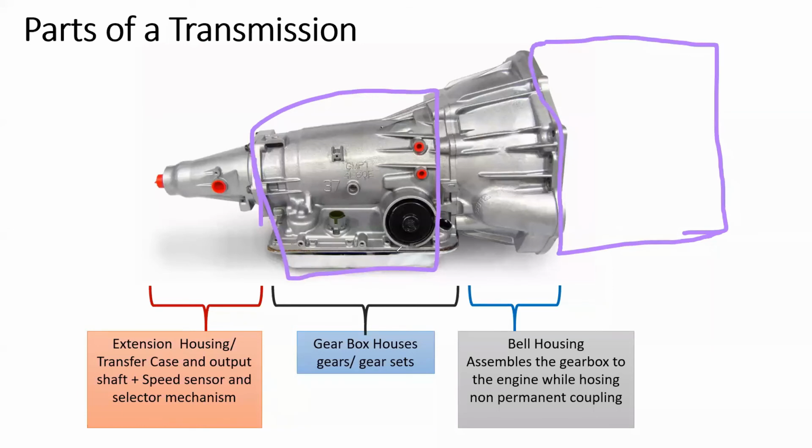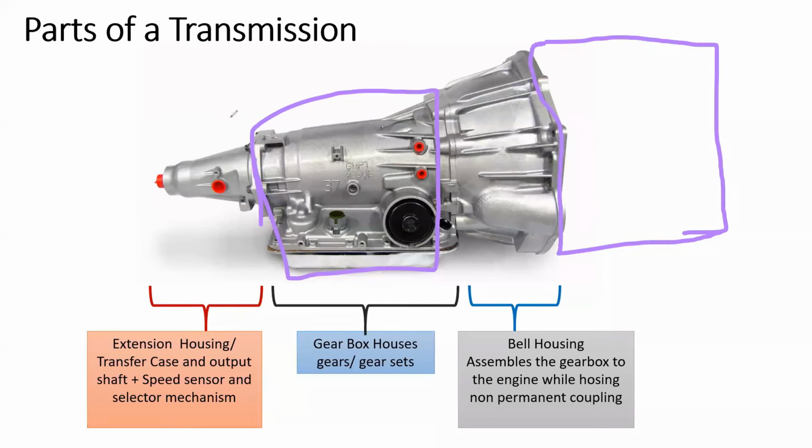Then the gear changing components, the box of gears, are situated in here, right? This middle part, the gear change mechanisms and all these parts are housed in here. So this is the gearbox. Behind that, we have something called the extension housing, right?